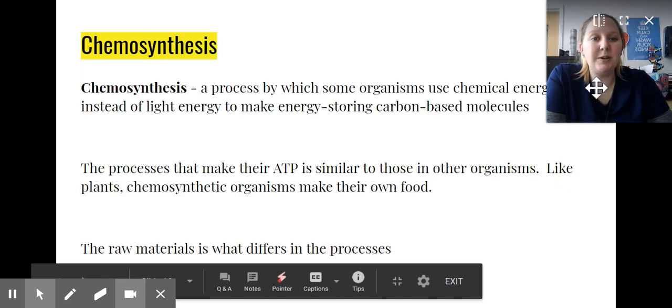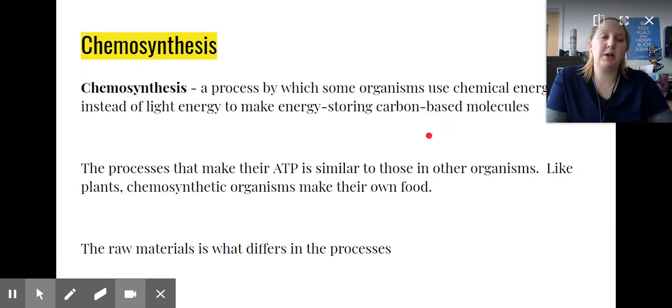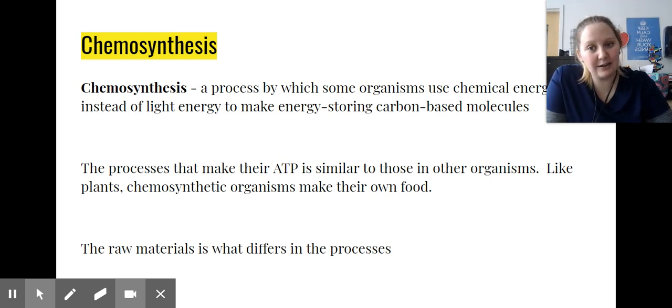This is called chemosynthesis. This is the process by which some organisms use chemical energy instead of light energy to make energy storing carbon-based molecules like glucose. They will use radiation in the form of heat energy or chemical energy from the core of the earth in order to produce their own food.